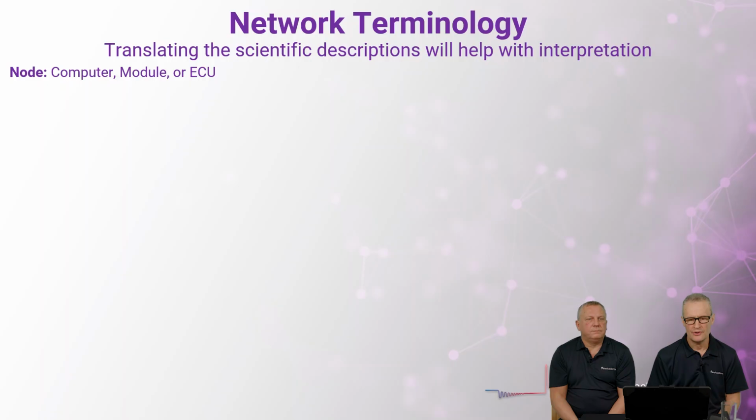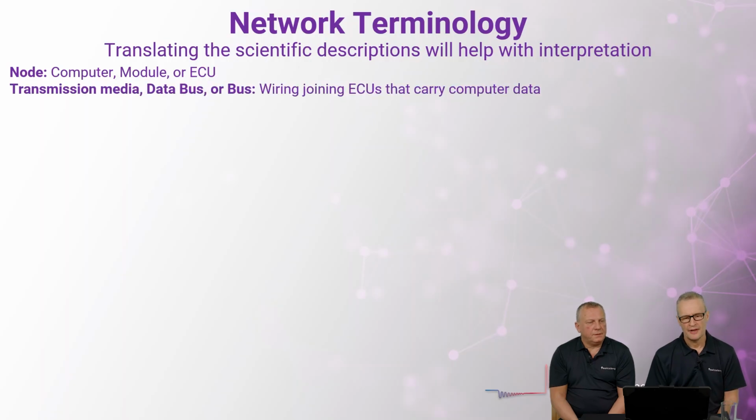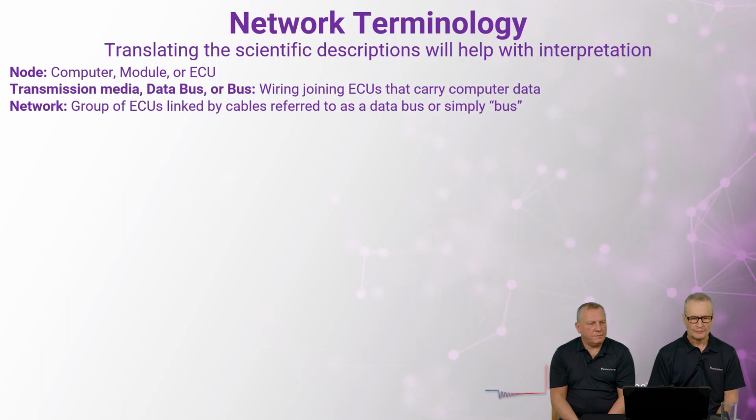So here I have node, of course, for computer. Transmission media, you might hear the term, what's the signal like on the media? What does that mean? Well, that is the wiring joining the ECUs. Network, a group of ECUs linked by cables, or not necessarily cables, over the air. Yeah, it could be over the air. Bluetooth.